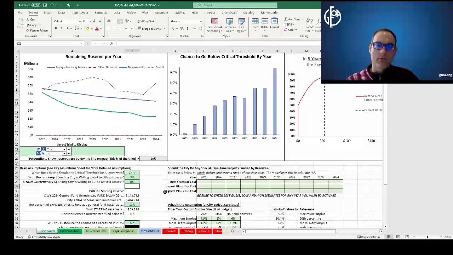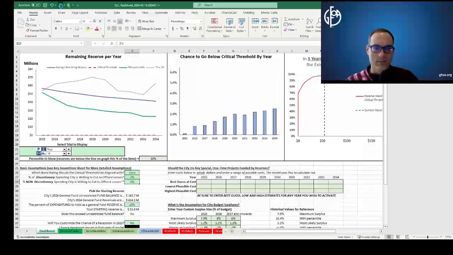Boom! Oh my God! The chance of blowing the threshold like doubles, and then hit Control Y and Control Z, or Control Z and Control Y. This will get people's attention.